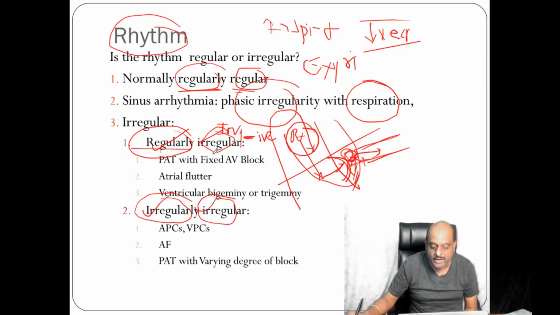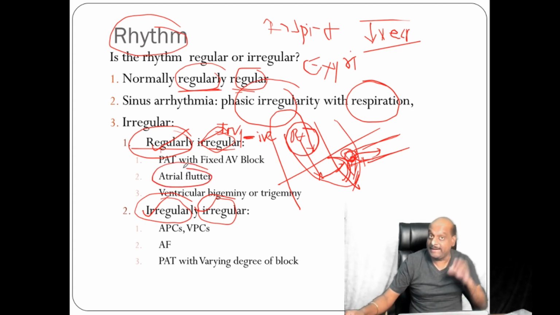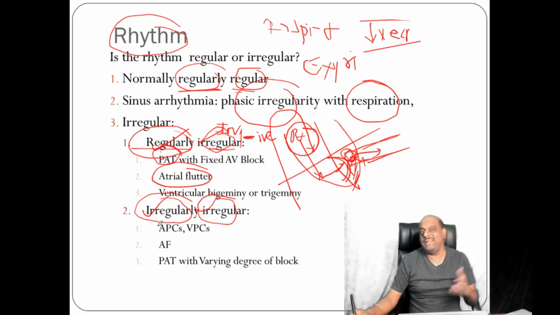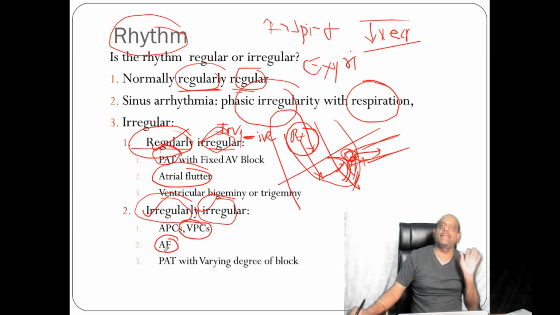If it is regularly irregular, what is the cause? Atrial flutter, paroxysmal atrial tachycardia, they are the underlying cause. But if it is irregularly irregular, then it is atrial fibrillation, ventricular premature complexes, they are the underlying cause.